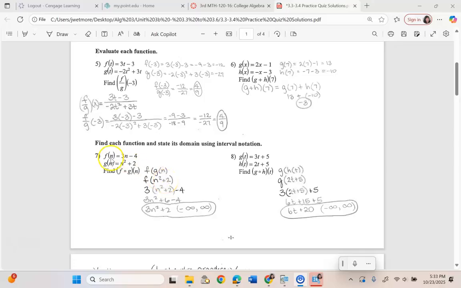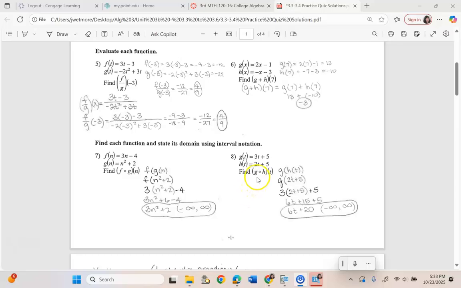Okay, what does that mean? That means come up here to the f function, and we're putting n squared plus 2 in the place of n. So that's going to be 3 times n squared plus 2 minus 4. So now we can simplify, so we're going to distribute that 3. So 3 times n squared and 3 times 2. And then 6 minus 4 is going to give us positive 2. And again, this is a polynomial. I do not have a fraction or a radical, so my domain is going to be all real numbers.